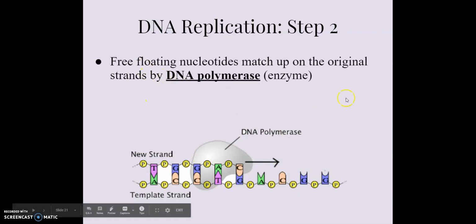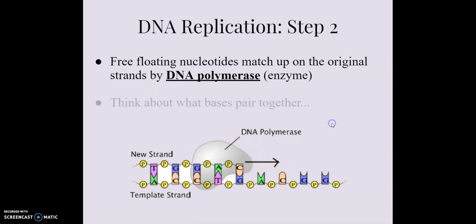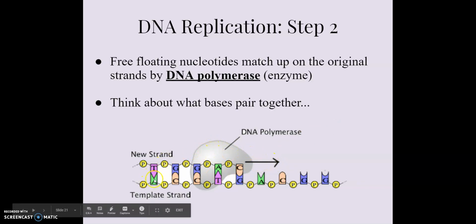So free-floating nucleotides, which are just free-floating in the nucleus, will match up to the original strands by DNA polymerase. So once again, this enzyme here, DNA polymerase, is coming through and attaching new nucleotides on each side. You will need to know how to add those nucleotides on. So if I asked you what would be the other side, what side would DNA polymerase put on, you should know once again that A pairs with T and C pairs with G.